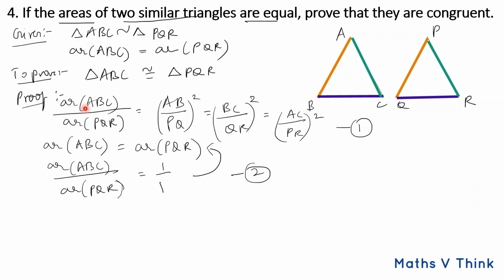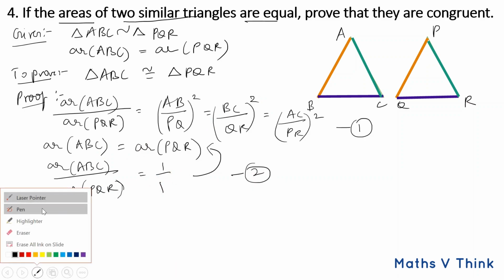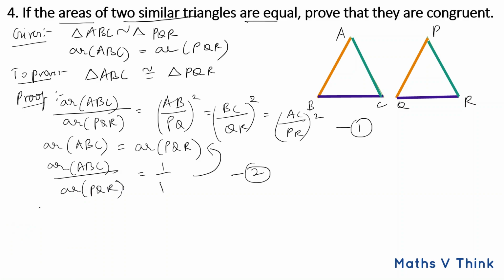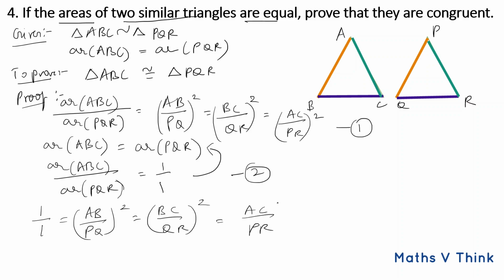Now here you can see area of ABC by area of PQR. Here also area of ABC by area of PQR. The left hand side is equal. So can I tell the right hand side will also be equal? So I'll be writing 1 by 1 is equal to AB by PQ the whole square is equal to BC by QR the whole square is equal to AC by PR the whole square, that is from 1 and 2.